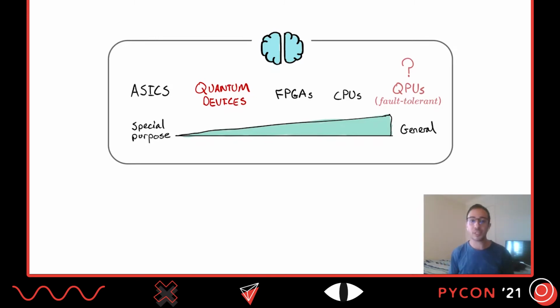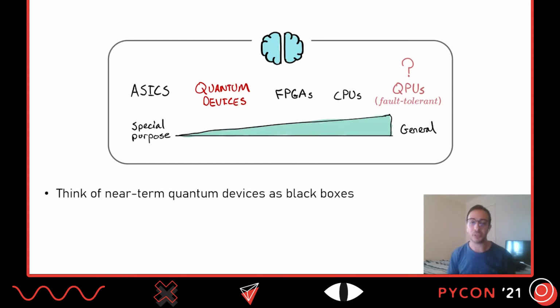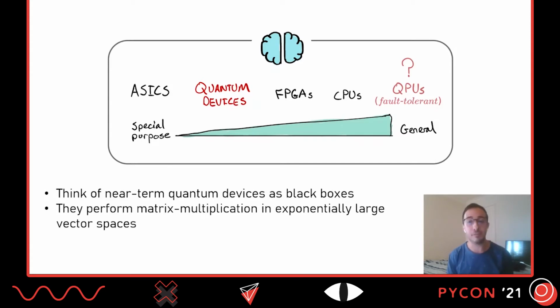So instead of focusing on superposition and entanglement, it is more useful to think of near-term quantum devices almost as black boxes. And these black boxes are very good at performing matrix multiplication in an exponentially large vector space. So given the same amount of resources we might have on a small quantum device as compared to a classical device, the size of the matrix multiplication we can perform on the quantum device is exponentially larger.